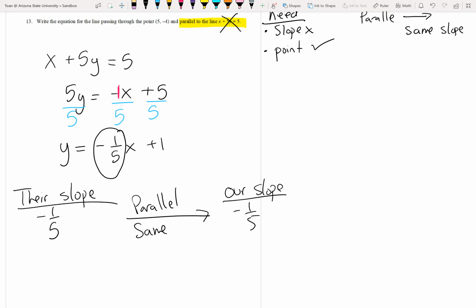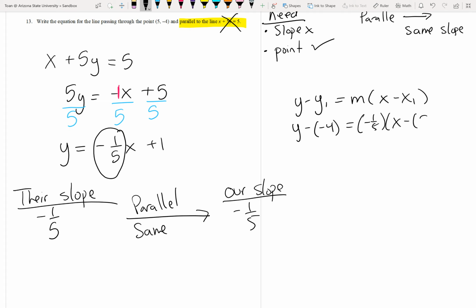Now, some people like to use y equals mx plus b, and that's okay, but in class, in our lesson, I use point slope form, and that's what I'll show in the solution. Y minus y sub 1 equals m times x minus x sub 1. If you like y equals mx plus b, go ahead and use it. You should get the same answer. So y minus the y value of our point, which is negative 4, equals our m, negative 1/5, times x minus our x value, which is 5.